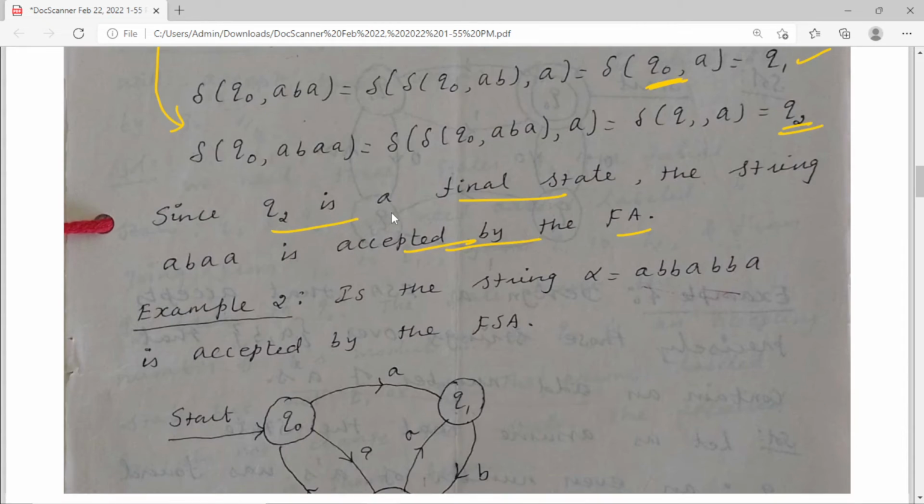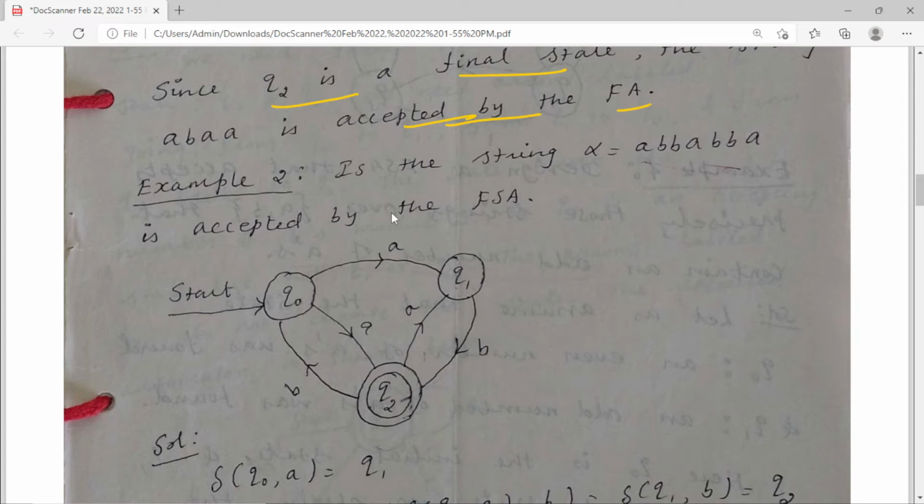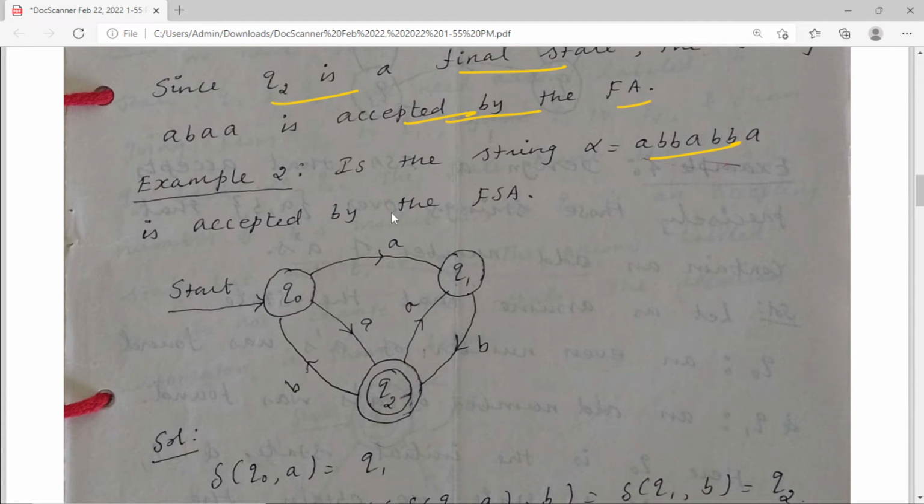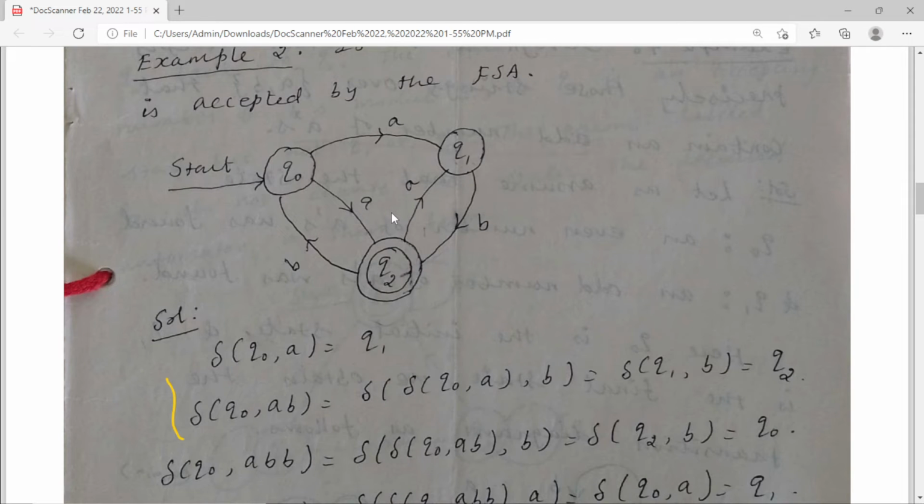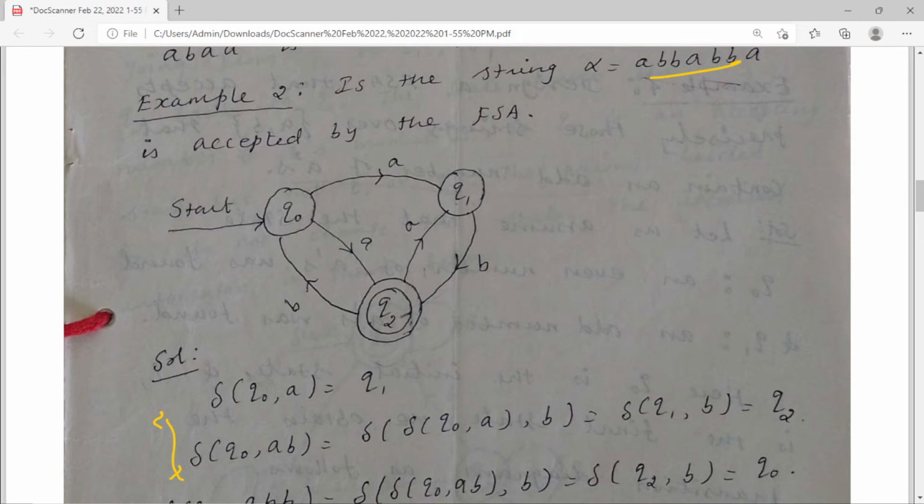Next, again we are going to verify whether the string is accepted by this FSA or not. For that, the detailed explanation is clearly given for your understanding, using the transition function. By looking at the diagram itself, I can show you how it works and whether we have to accept or not. First we have to read the string A B B A B B A. This string is accepted by the finite automaton or not, that is what we have to check.